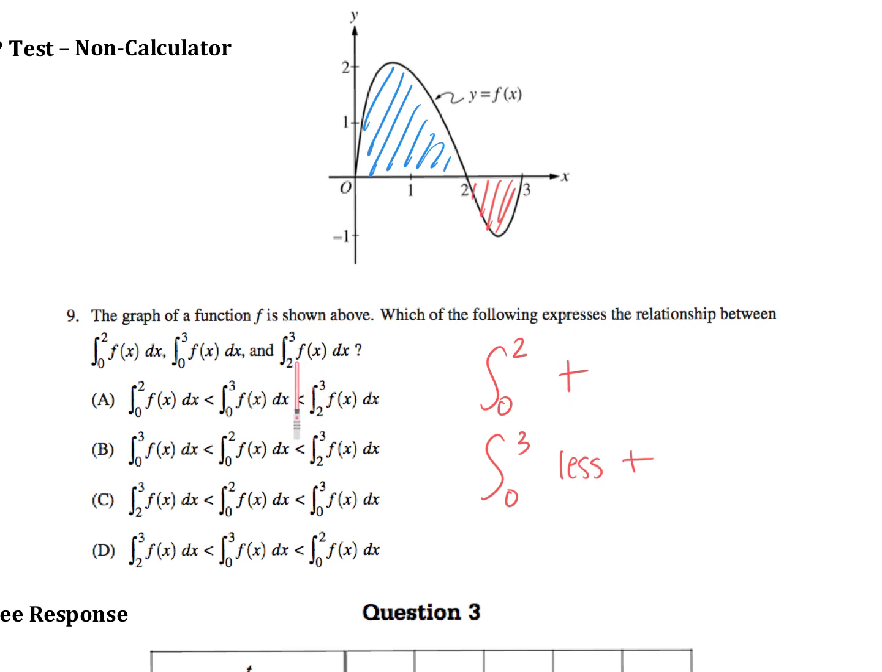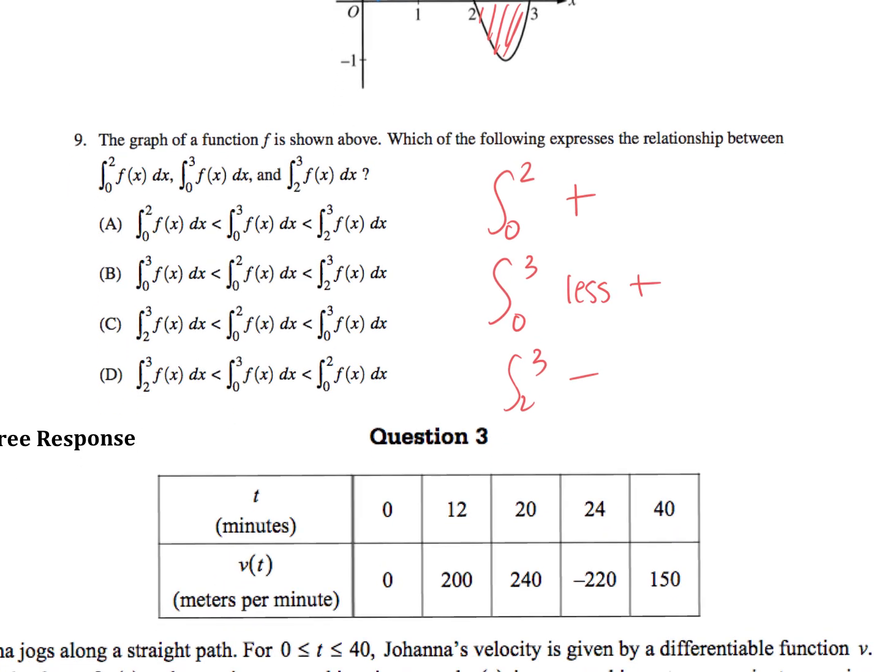And then the last thing I asked, what about the area from 2 to 3? That's negative. Exactly, because it's below the x-axis. So they said, which of the following express the relationship? Which one is the smallest? Because they go, this is less than that, which is less than that. Which is the smallest?